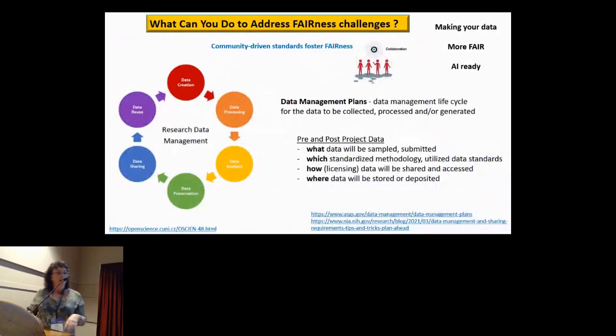Now I'm getting to the last slide. I wanted to ask the community here again to think about what you can do to address these FAIR challenges in your own work, in future work, talking about data management plans, across the whole life cycle of your projects: when you're planning it, when you're collecting, when you're publishing, where can you share it? Where can you make it more AI ready, more FAIR?